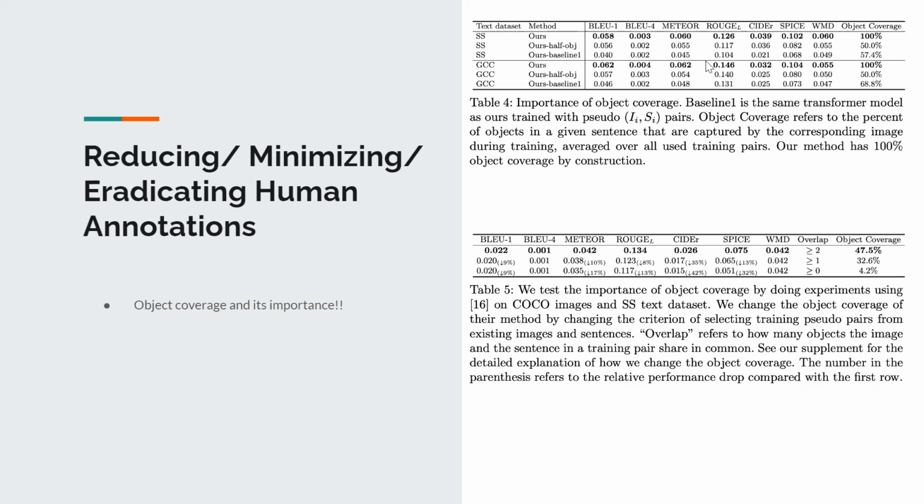Make sense? Very clear, right? Hopefully. So that is the importance of object coverage. And the reason we mine objects from different images is to increase this object coverage. And our object coverage is almost always 100%. Because it's very simple: you have all the images, you can find all the objects in them, so you're probably going to hit 100% most of the time.